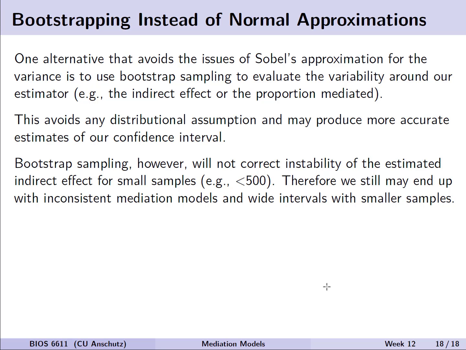One other consideration to keep in mind is that instead of using this normal approximation derived by Sobel, we could use bootstrapping. This is something we discussed earlier in the semester, but remember, it makes no distributional assumption, and it could potentially produce more accurate estimates of our confidence interval, especially if we think normality might be violated. However, bootstrap sampling is based on our original sample, so it won't correct for potential instability of the estimated indirect effect if we have a small sample, for example, less than 500. And so we still could end up with an inconsistent mediation model and an estimate of the interval, but at least we don't make those distributional assumptions.